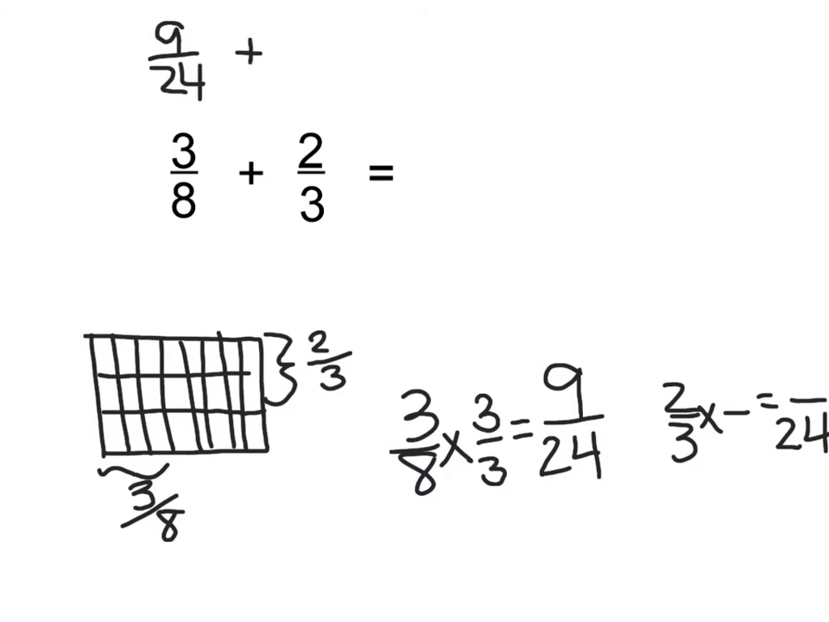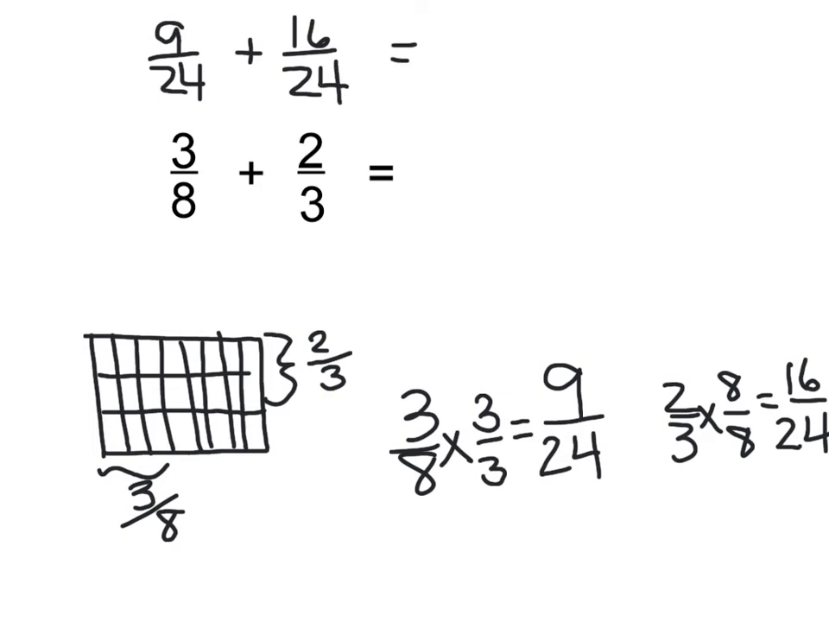Now I've got to do the same thing with 2/3. I've got to look. 3 times what equals 24? I know that 3 times 8 is 24. So this has to be 8/8 because that equals 1. So 3 times 8 is 24, 2 times 8 is 16. So I have 16/24.